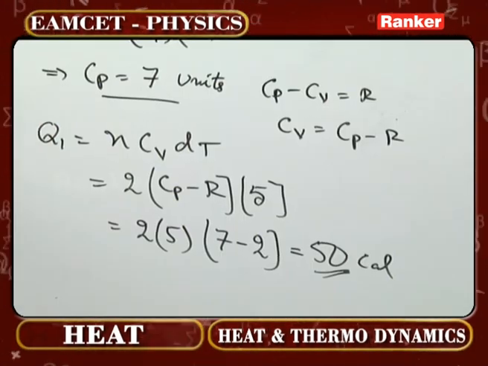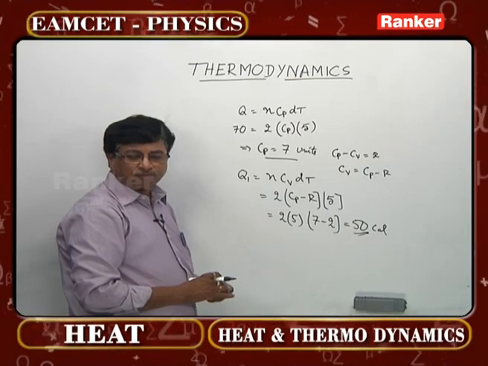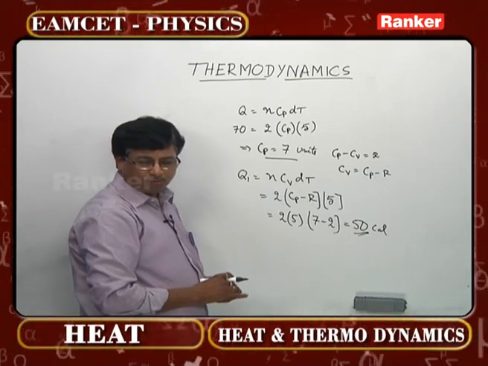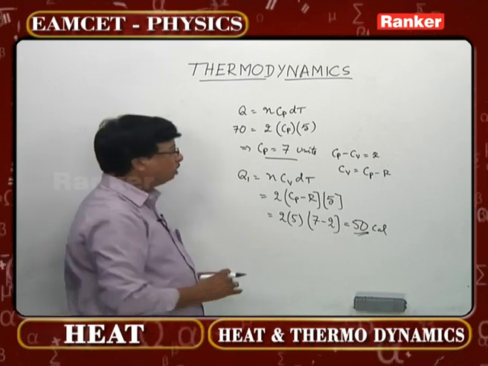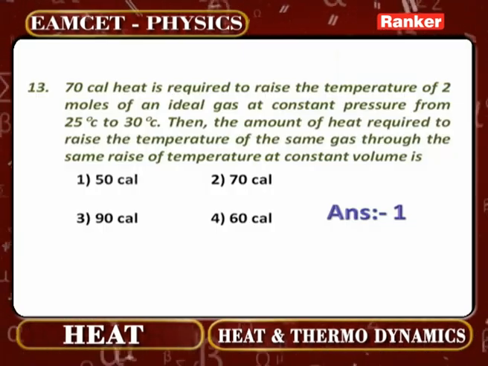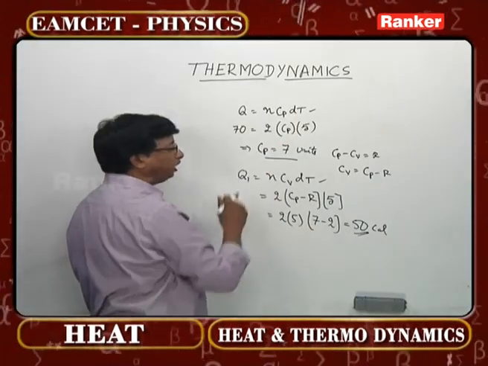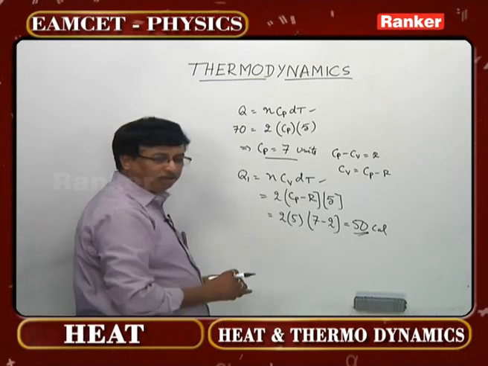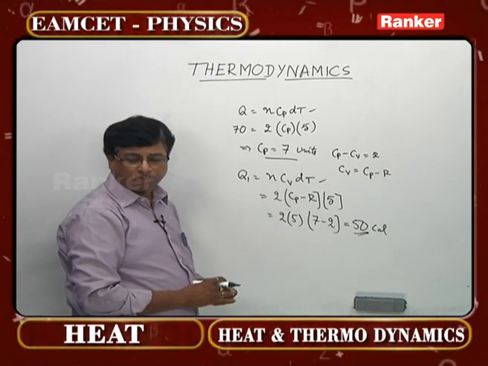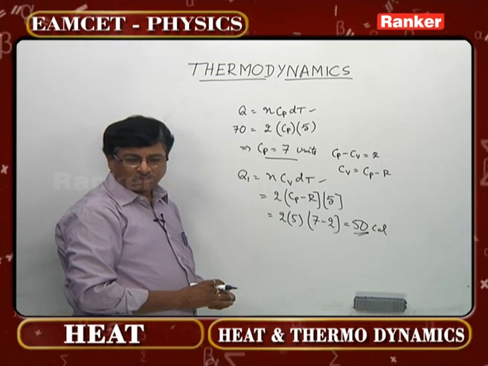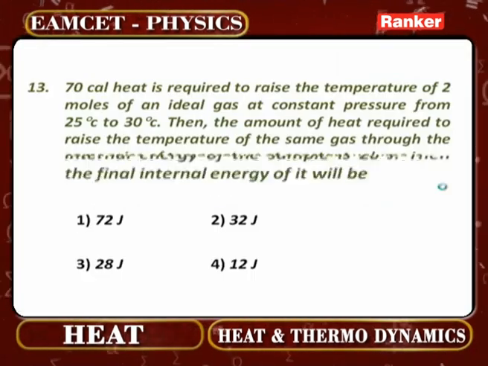50 calories is required. In the sense, the very first option is going to be true for this question number 13. So nCv dT at constant pressure, nCp dT at constant pressure, nCv dT at constant volume, we used to take up. Now let us check the next problem, problem number 14 this time.